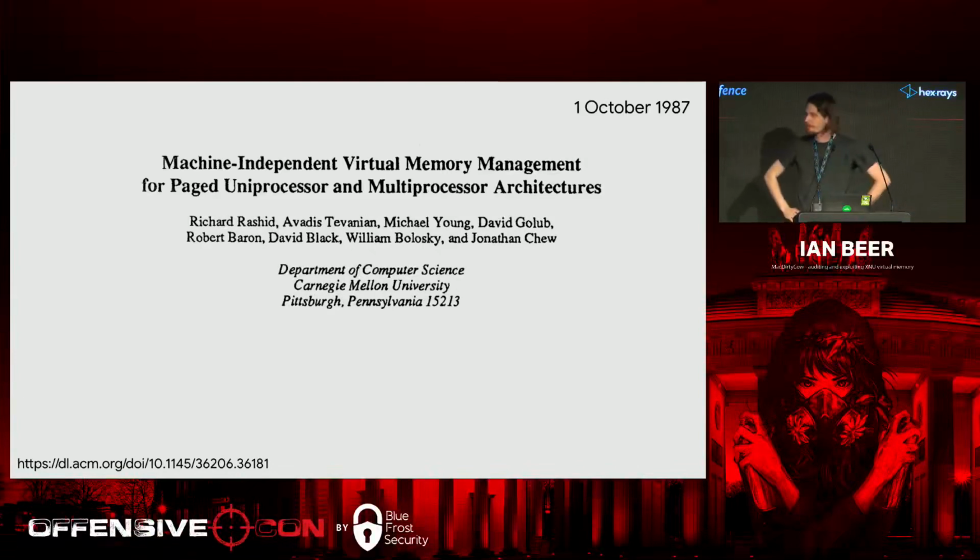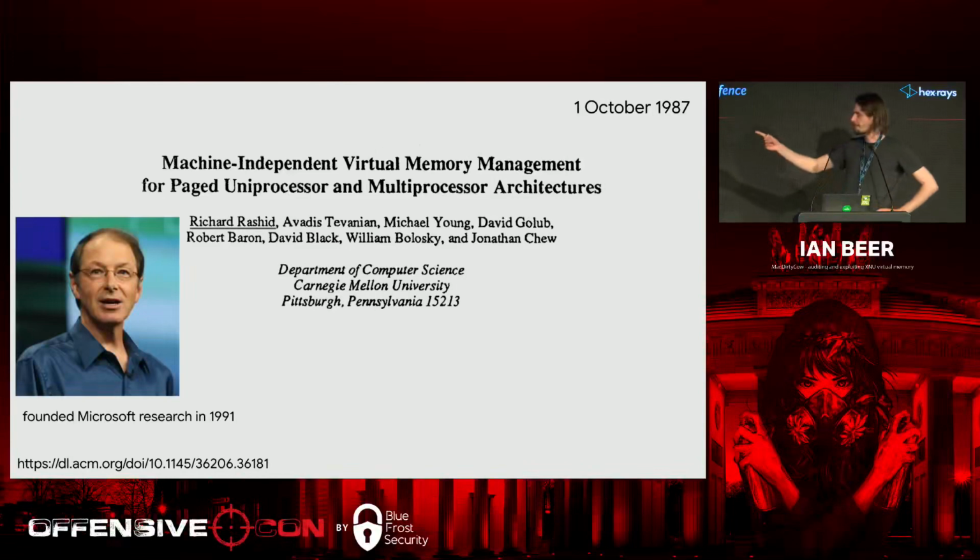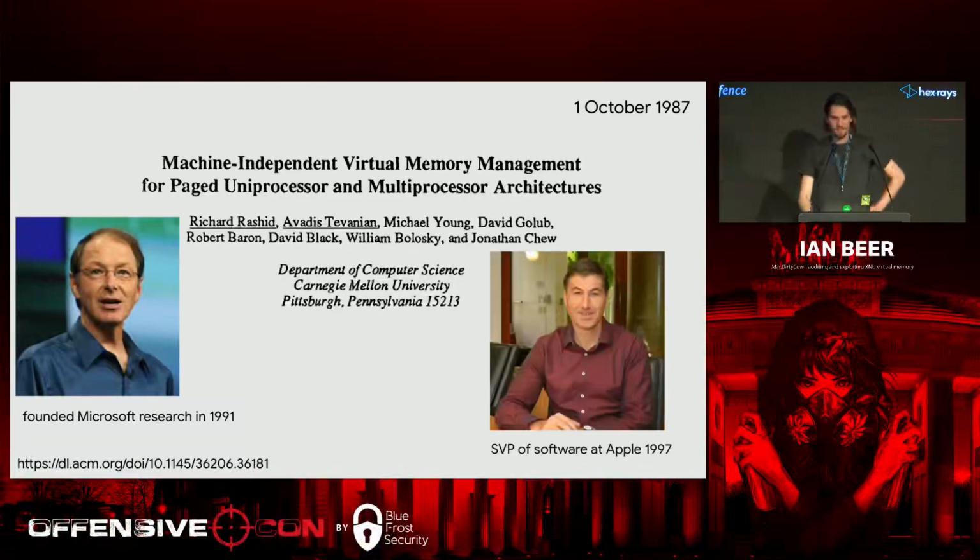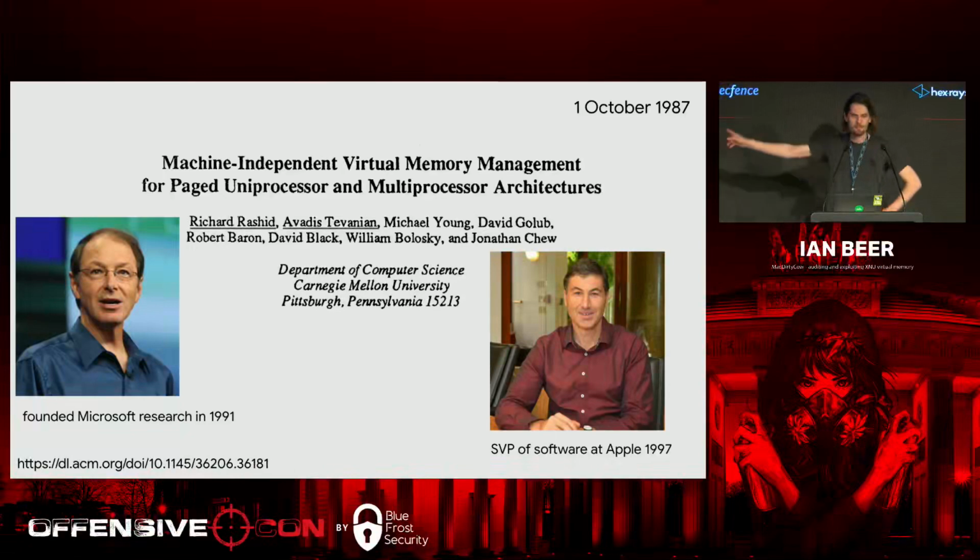I don't want to go too deep into Silicon Valley trivia, but some of those names might be familiar to some of you. This first person is the founder of Microsoft Research, which he led for 20 years. The second guy is also a Silicon Valley celebrity, former SVP of software at Apple before Craig Federighi. It's a pretty impressive group of people that put this stuff together. And at the time, Avadis was already working at NeXT and would later move to Apple to port that code base to become macOS.